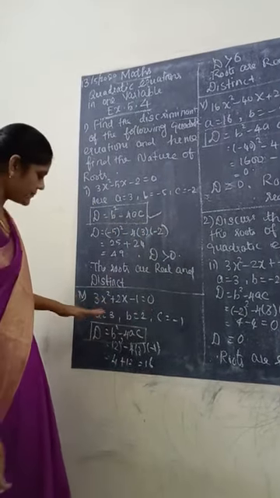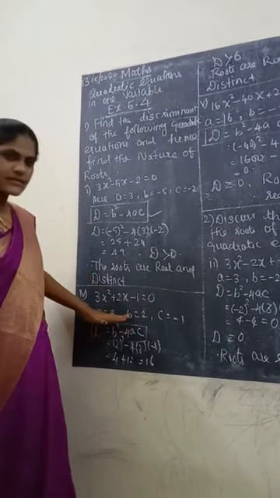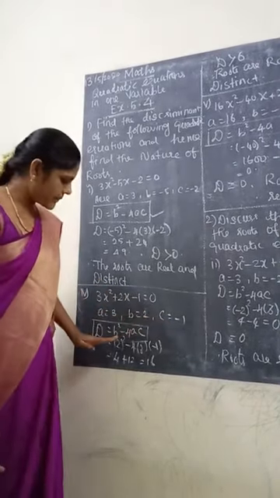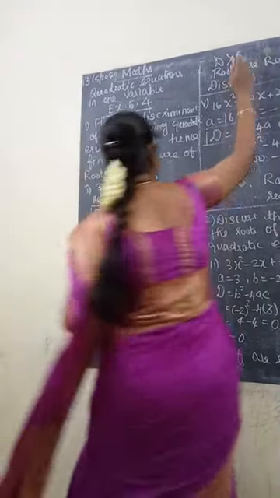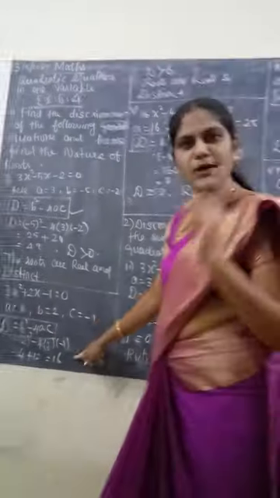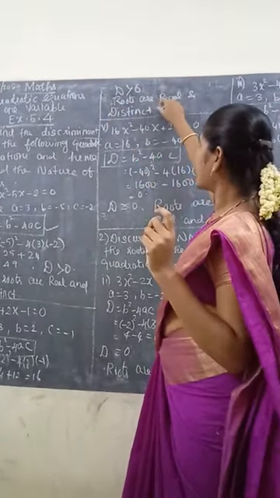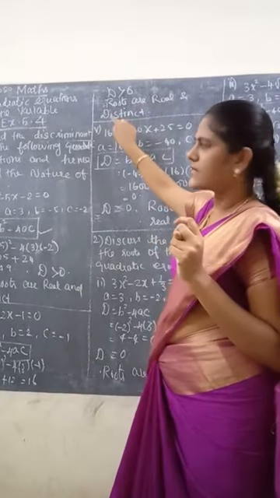See the fourth sum. 3x square plus 2x minus 1 equal to 0. Same thing. Separate a, b, c and apply the discriminant. You will get the value 16. So 16 is also a positive value. So the discriminant value is greater than 0. So the condition is real and distinct.